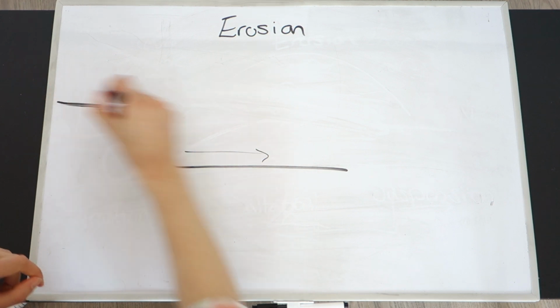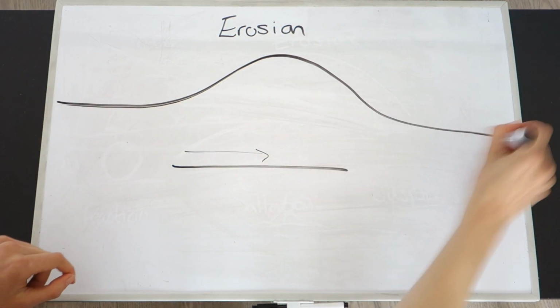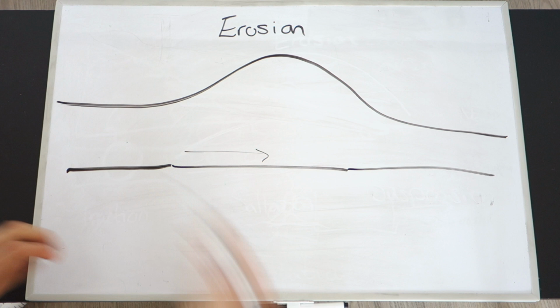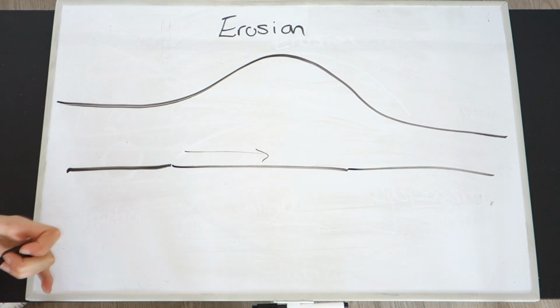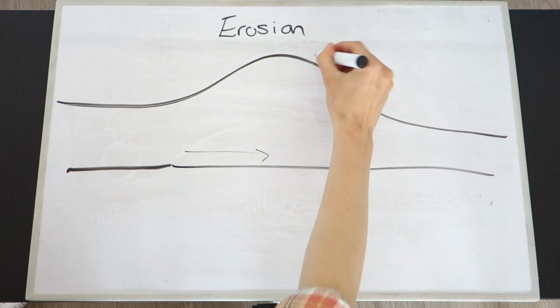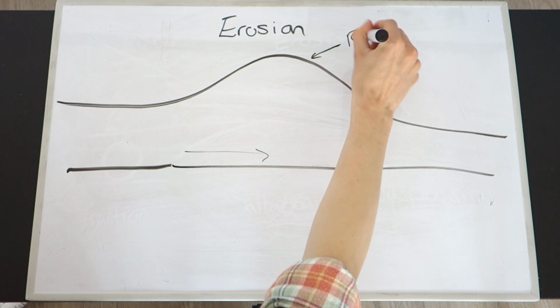So here's our river. We've got erosion on that side. When the bank of a river is eroded away, it forms a river cliff.